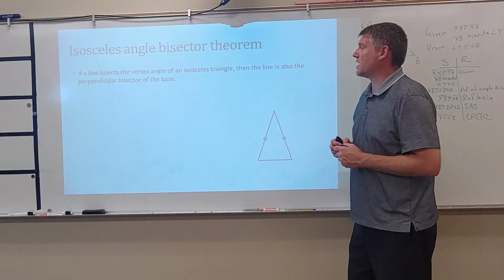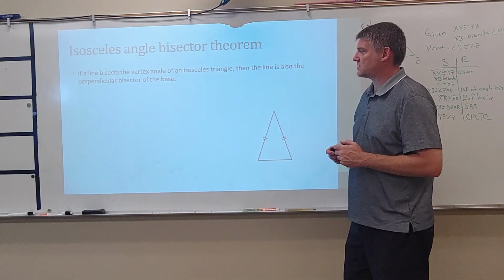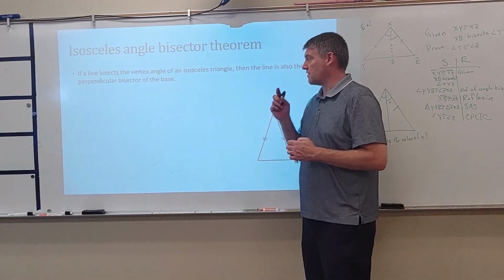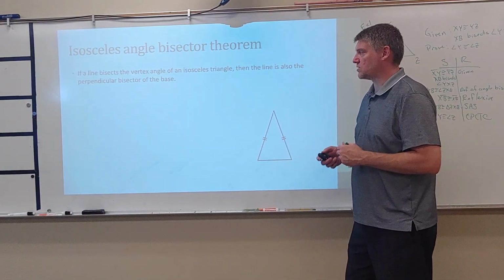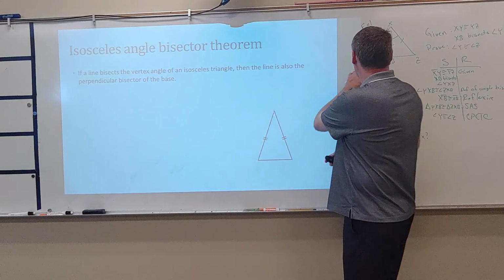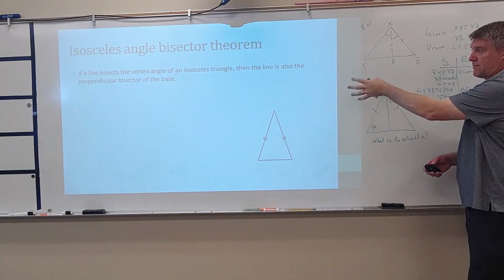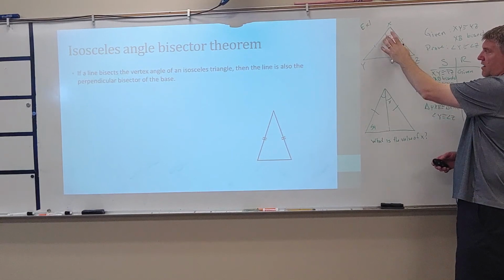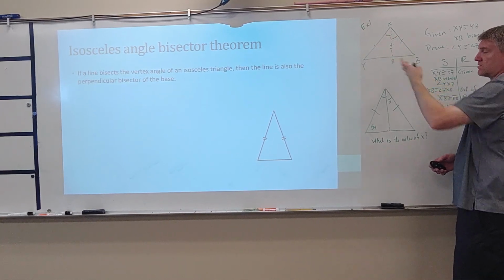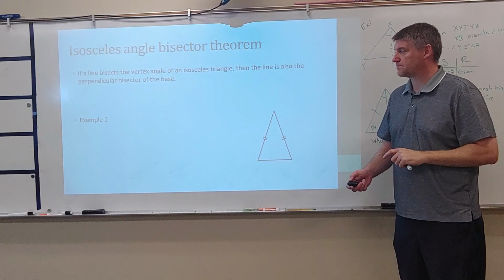Okay, isosceles angle bisector theorem. If a line bisects the vertex angle of an isosceles triangle, then the line is also the perpendicular bisector. So in this example here, now I could have said, well, that's 90 degrees. That's a right angle, so I'd have angle, side, angle, or angle, angle, side on that also.